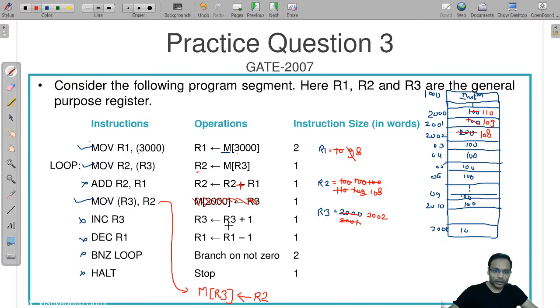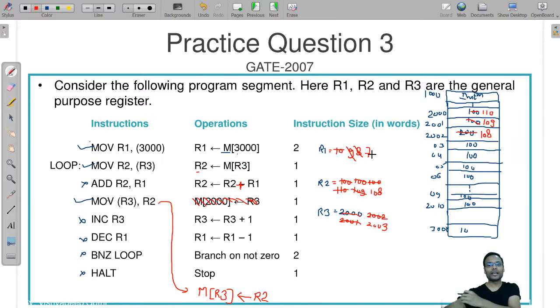Okay, so after that R3 equals R3 plus 1, it becomes 2003. The next one is R1 minus 1 becomes 7. Now you can see that I am checking the condition on R1: if R1 is not 0, go back up. Go back up when R1 is not 0.